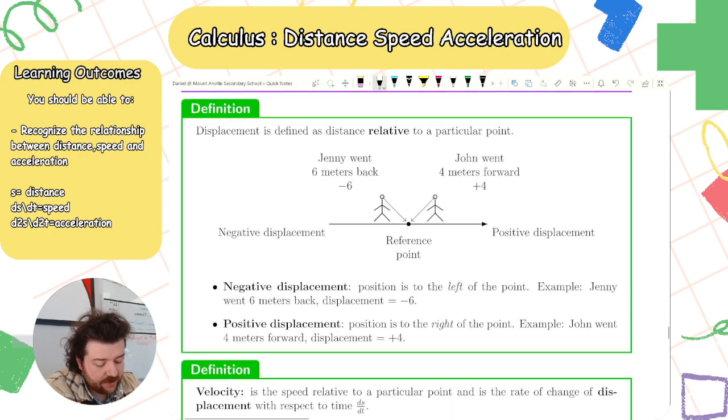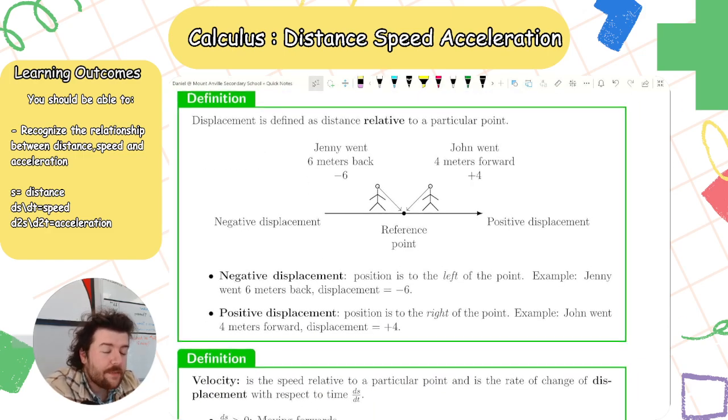Let's look at a few definitions before we start. Displacement is a little bit different to distance. We always learned in the junior cert that distance is positive. We can't have negative distance, right? But displacement is defined as the distance relative to a particular point. Say, for example, this dot on the ground is my reference point. Jenny here is 6 meters to the left and John is 4 meters to the right. So we say Jenny is minus 6 meters from the reference point and John is 4 meters from the reference point.